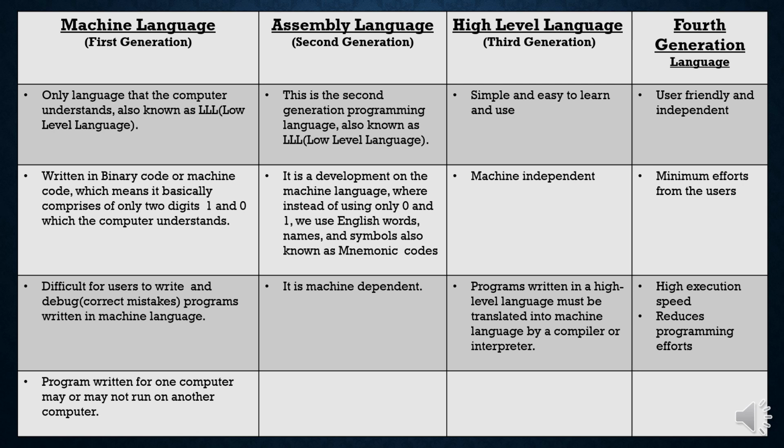High level language is simple and easy to learn and use, because these languages are written in simple English. They are machine independent, which means a program that you write for your machine may work on my or any of your friends' computer. Programs written in a high level language must be translated into machine language by a compiler or an interpreter, because a computer understands only machine language, not a high level language.